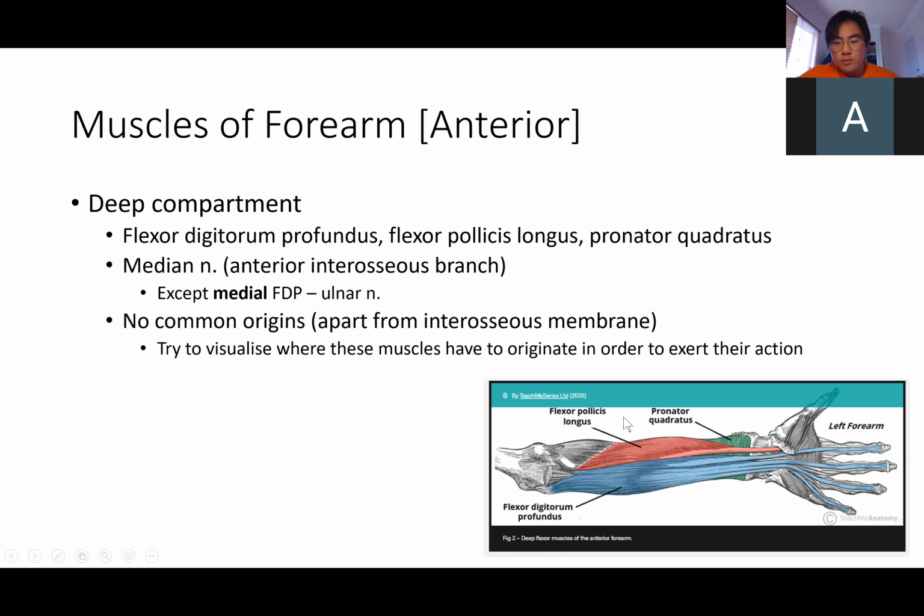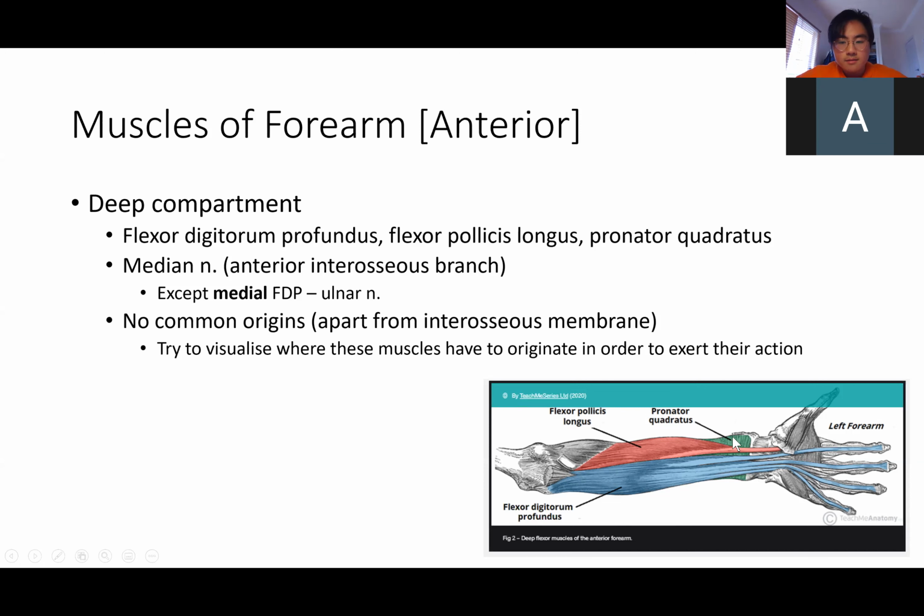Here there's really no common origins. They come from different places. So these muscles would be what I would call the complex muscles. So just know the general area where they come from. But it should be pretty easy to remember that the FDP is on the medial side, because if you remember, the ulnar nerve is responsible for some of the FDP. So that means it must be somehow on the medial side, on the ulnar side of the arm.